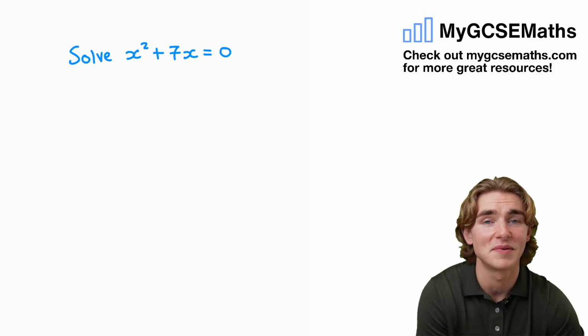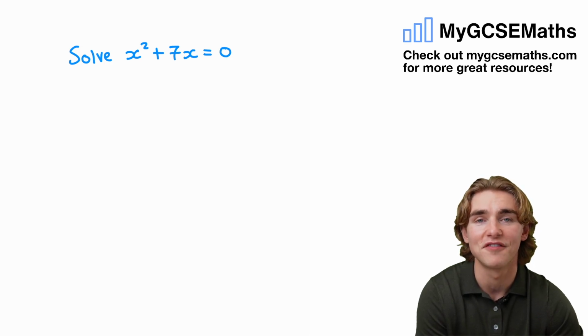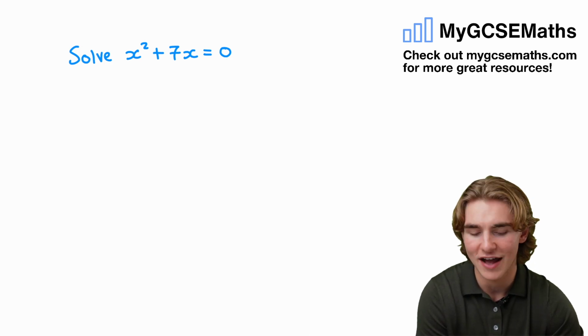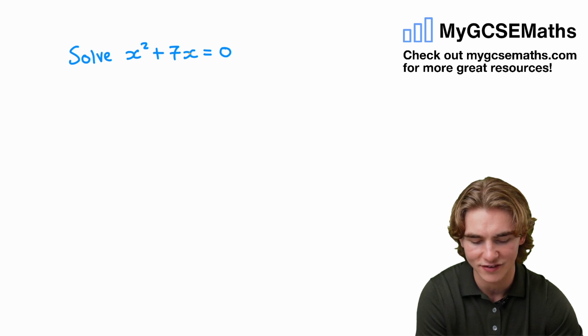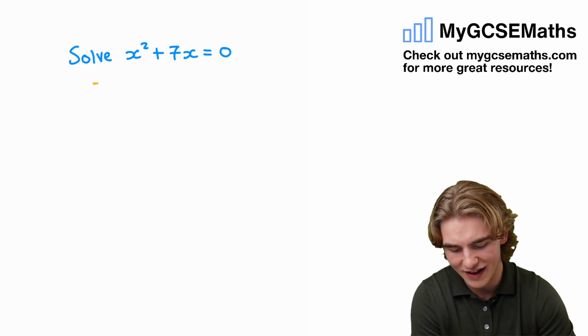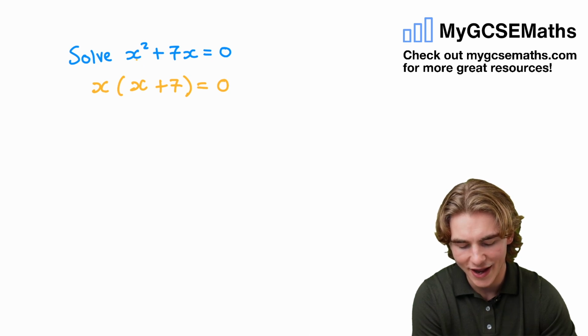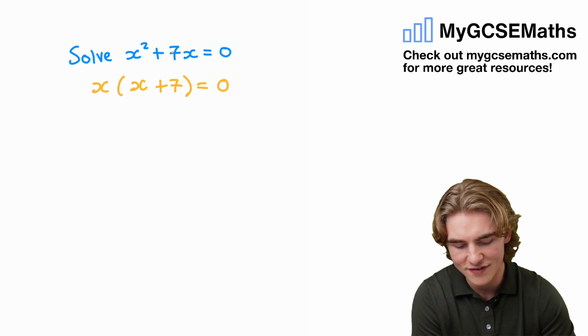The key here, guys, and people always miss this out, is that we can factorize pulling out a factor of x. We have a common factor of x squared and 7x. That common factor would be x. So we can actually write this as x times by x plus 7. That's because the x times the x would give us the x squared, and then the x times by the 7 would give us the 7x.